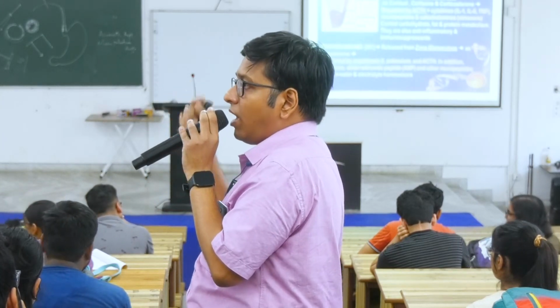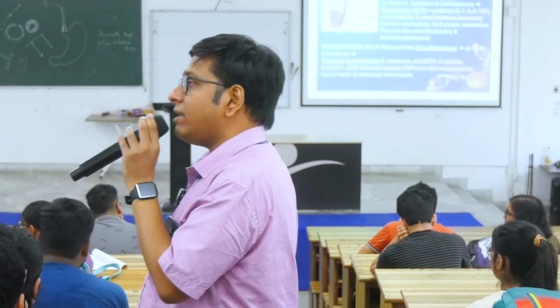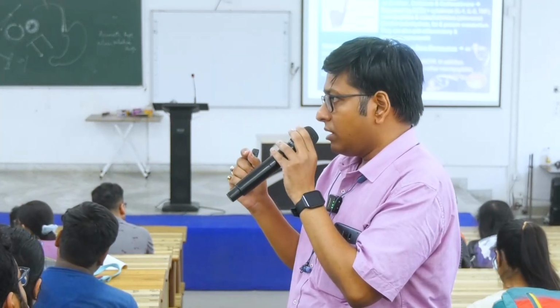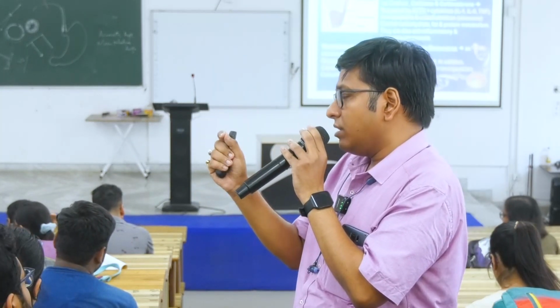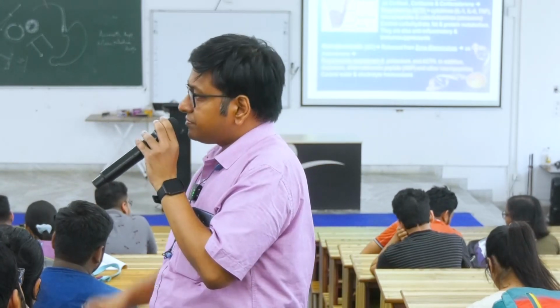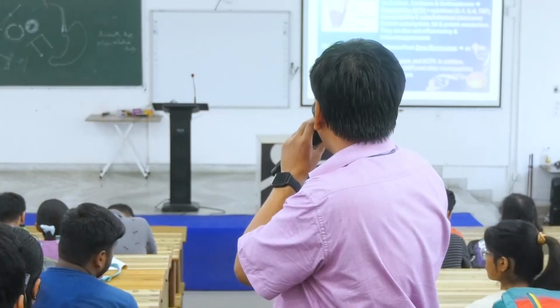Angiotensinogen secreted from liver, that is converted to angiotensin 1 by renin secreted from kidney. That angiotensin 1 is converted to angiotensin 2 by ACE, the enzyme ACE. ACE is secreted from lungs. Okay? That angiotensin 2 regulates aldosterone secretion.